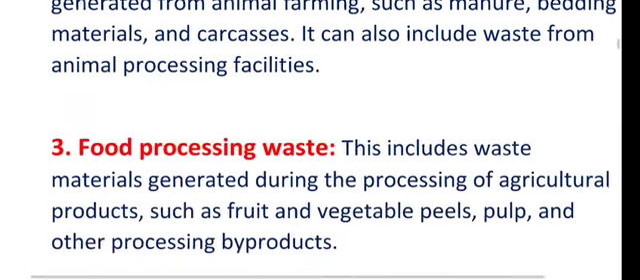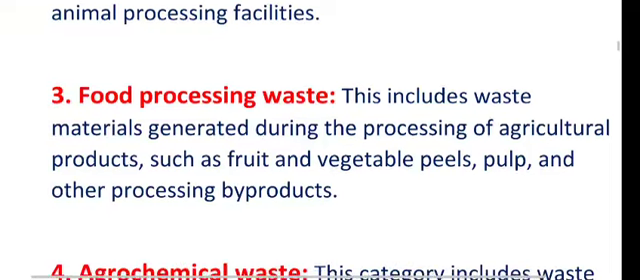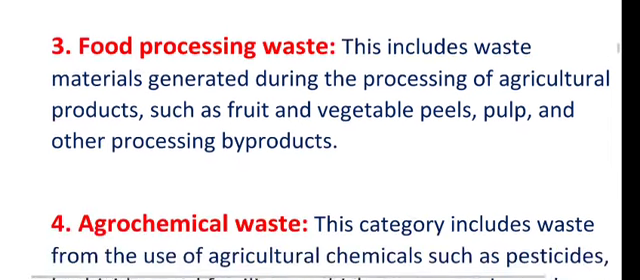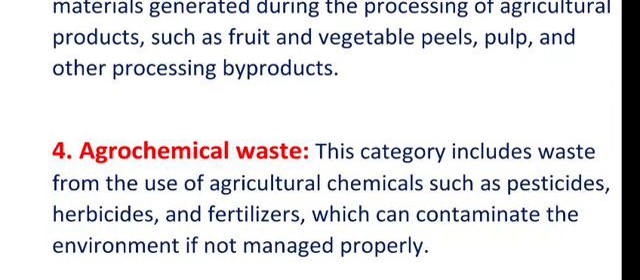Well, the third waste type which we are going to discuss is food processing waste. Food processing waste includes waste material generated during the processing of agricultural products, such as fruit and vegetable peels, pulp, and other processing byproducts. In the same way, the next is agrochemical waste.